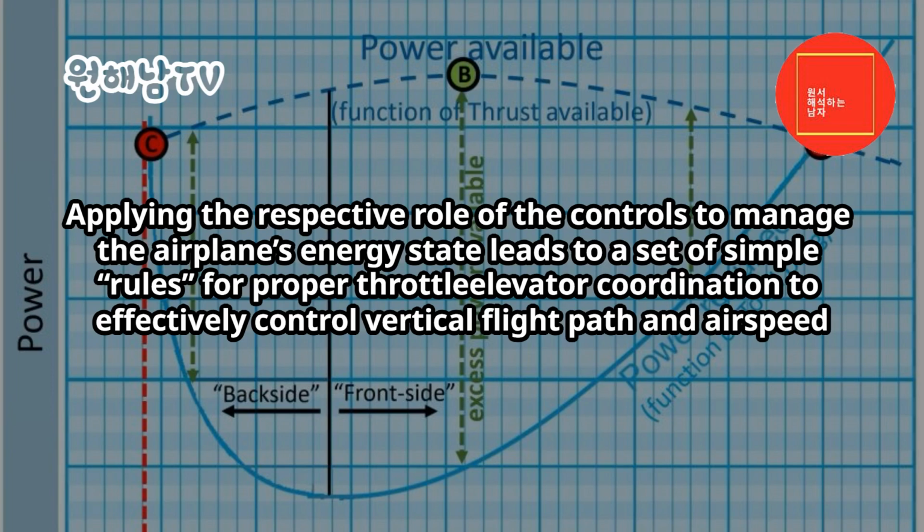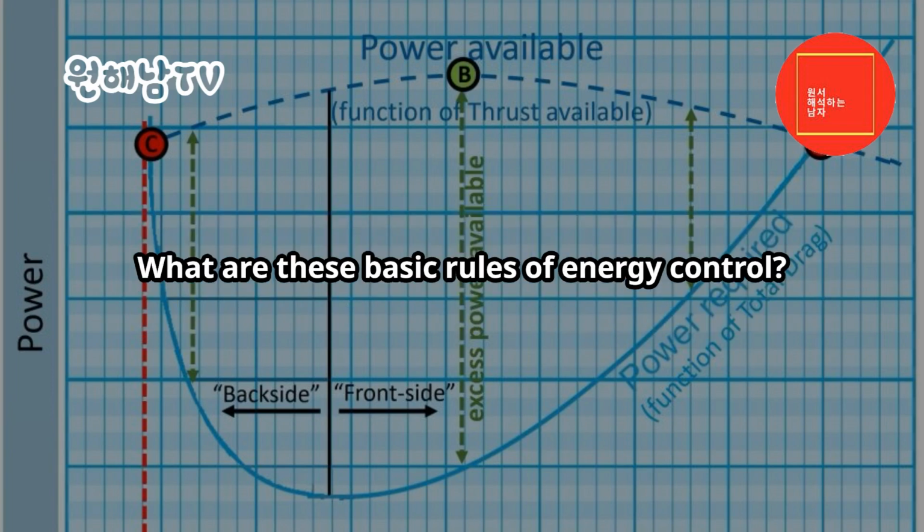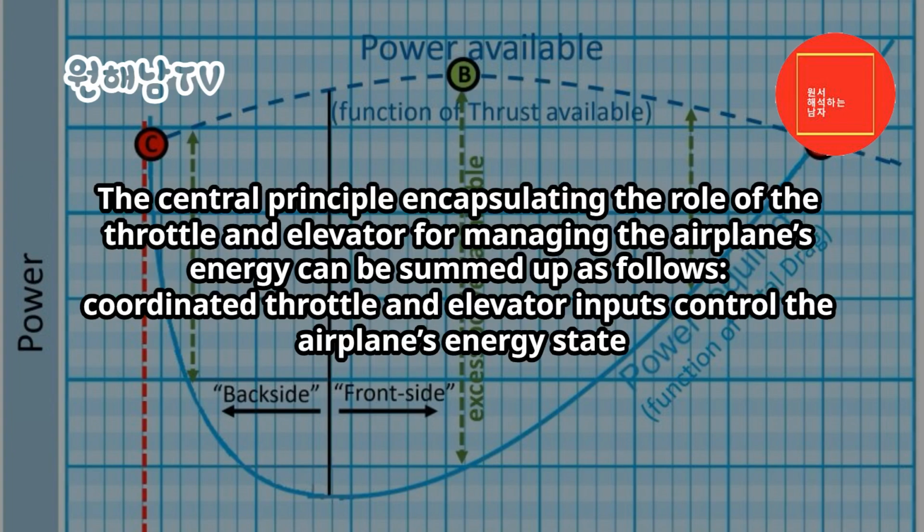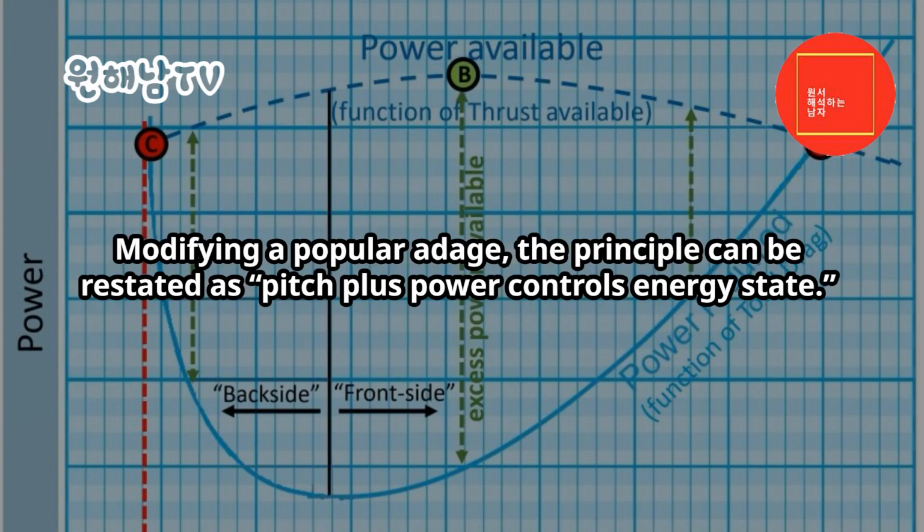Applying the respective role of the controls to manage the airplane's energy state leads to a set of simple rules for proper throttle-elevator coordination, to effectively control vertical flight path and airspeed. What are these basic rules of energy control? Rules of energy control. The central principle encapsulating the role of the throttle and elevator for managing the airplane's energy can be summed up as follows. Coordinated throttle and elevator inputs control the airplane's energy state. Modifying a popular adage, the principle can be restated as pitch plus power controls energy state.